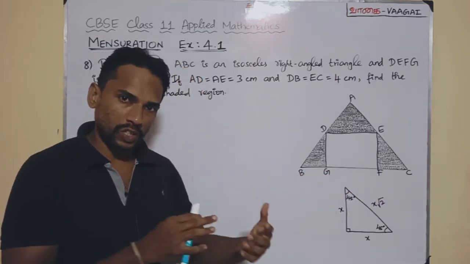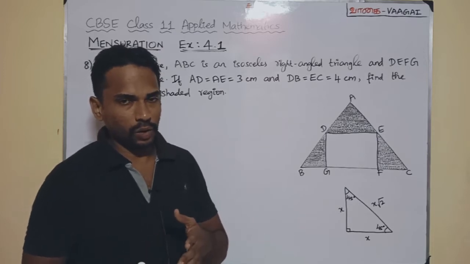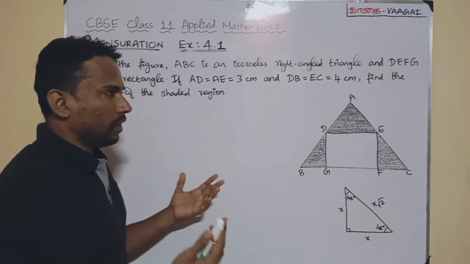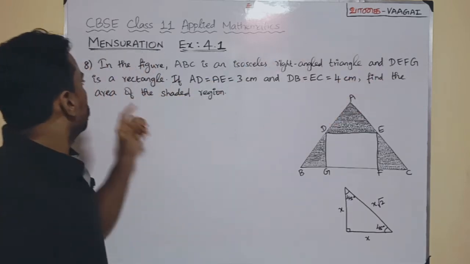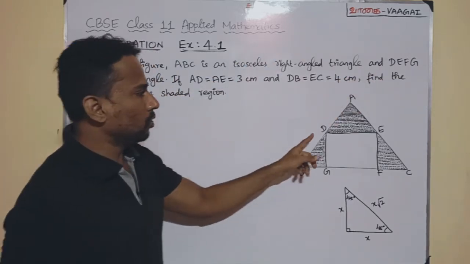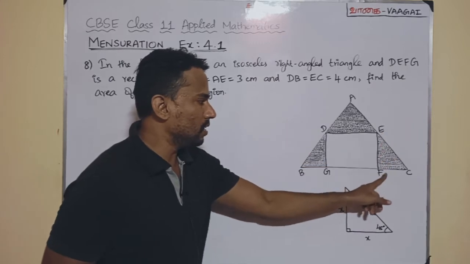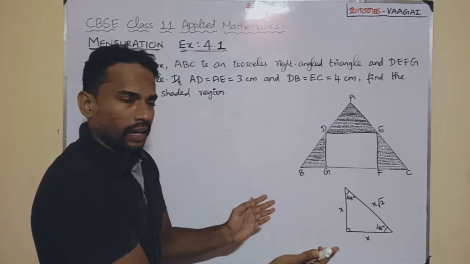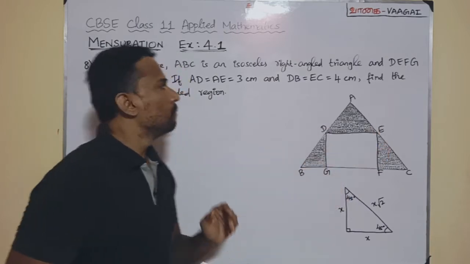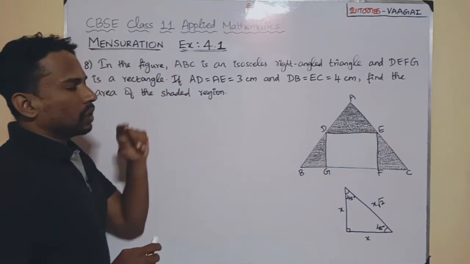So we know what is isosceles, we know what is a right angle. So this triangle contains both the properties, and DEFG is a rectangle. You can also see a rectangle here. DEFG is a rectangle. So you have a big triangle and inside that you see a rectangle. And they have also given the measures.